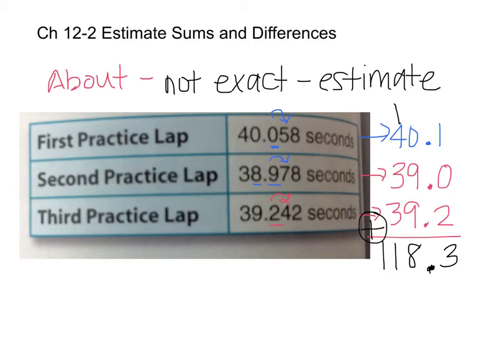So we have 118.3. What is my label? Seconds. Very good. It says it right here in the box, right? So we have it took about 118.3 seconds for him to do all 3 practice labs.